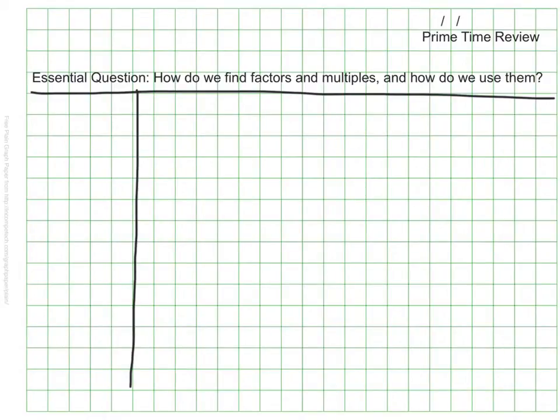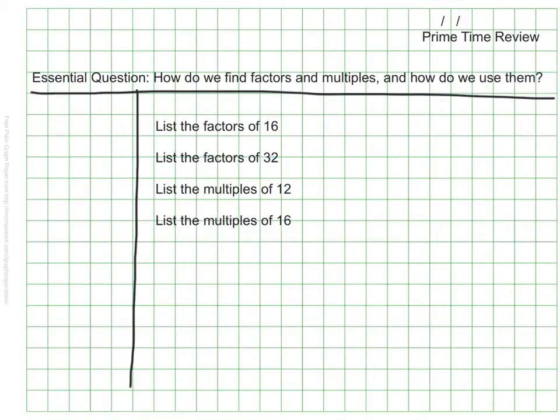Let's start by doing a quick review of factors and multiples with a couple quick practice problems. First up, list the factors of 16. Then, list the factors of 32. List the first 5 multiples of 12. And list the first 5 multiples of 16. This will be a good quick practice of factors and multiples.